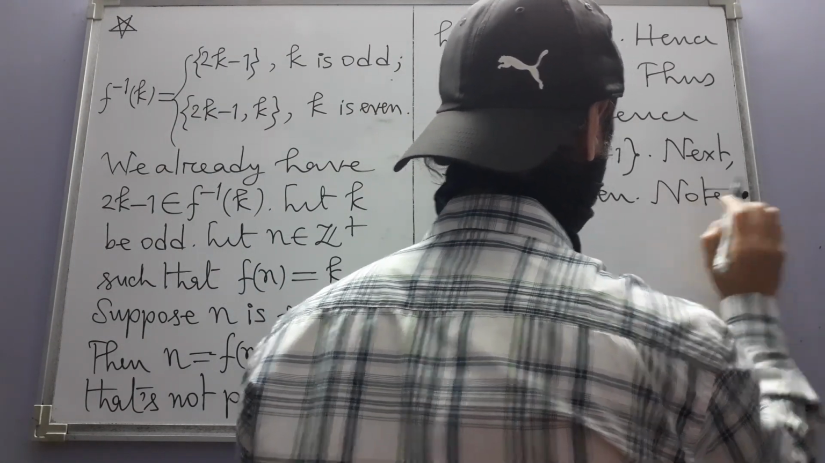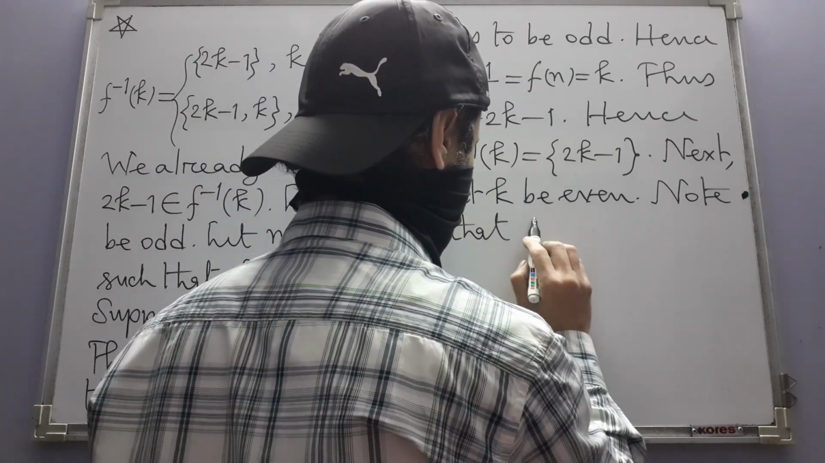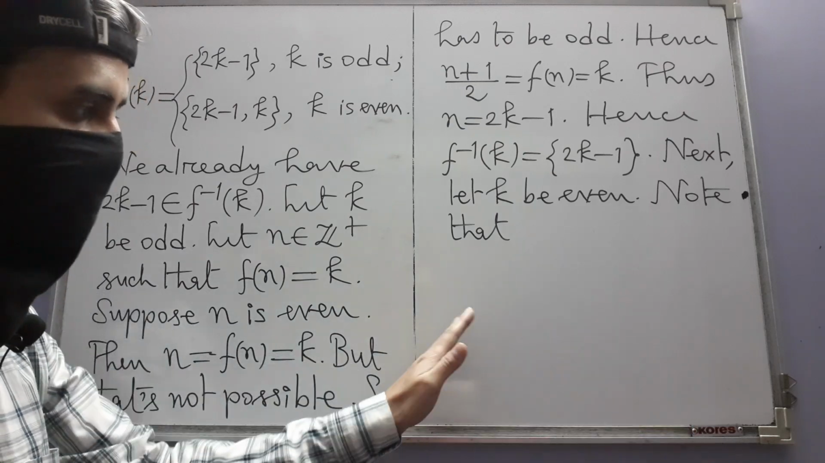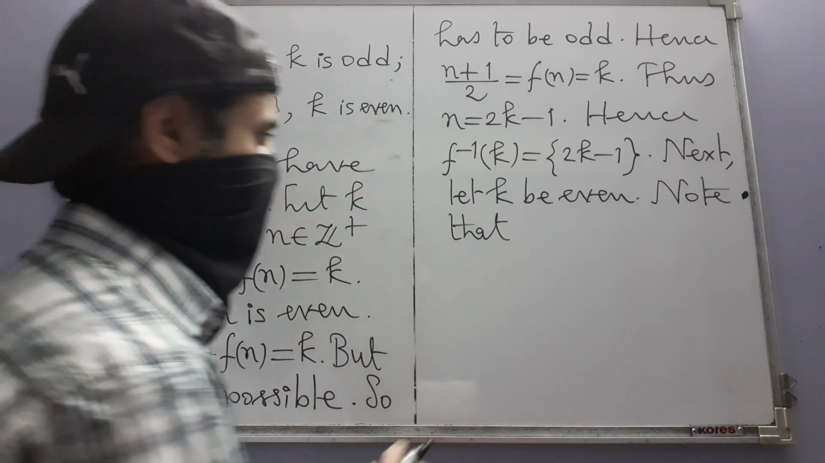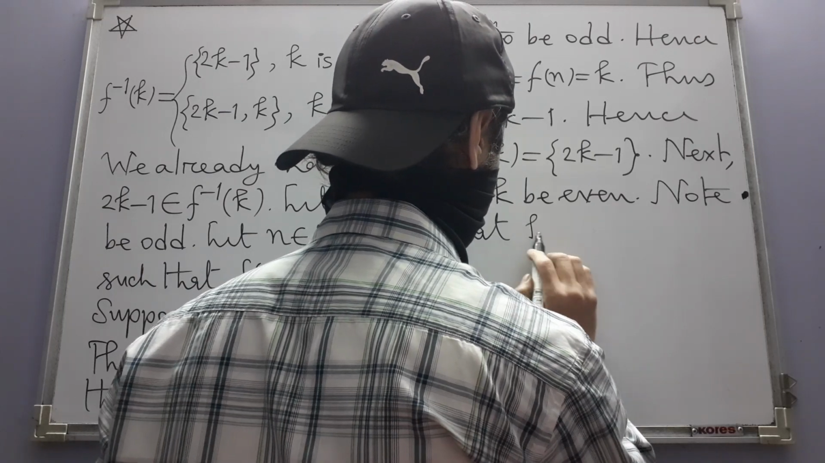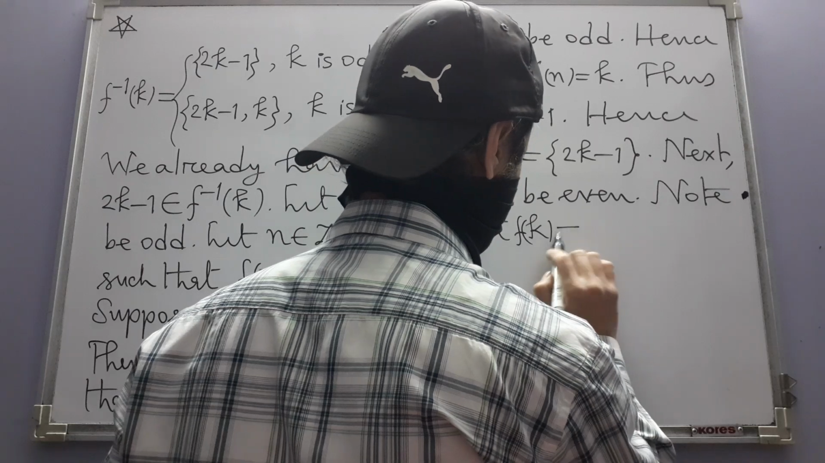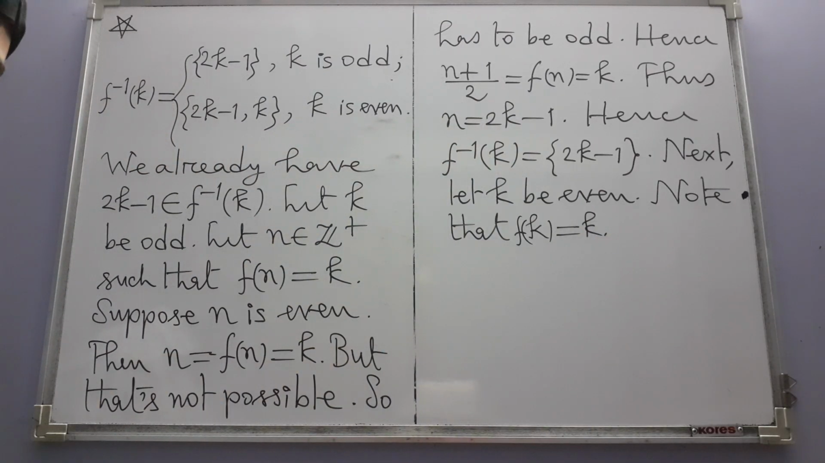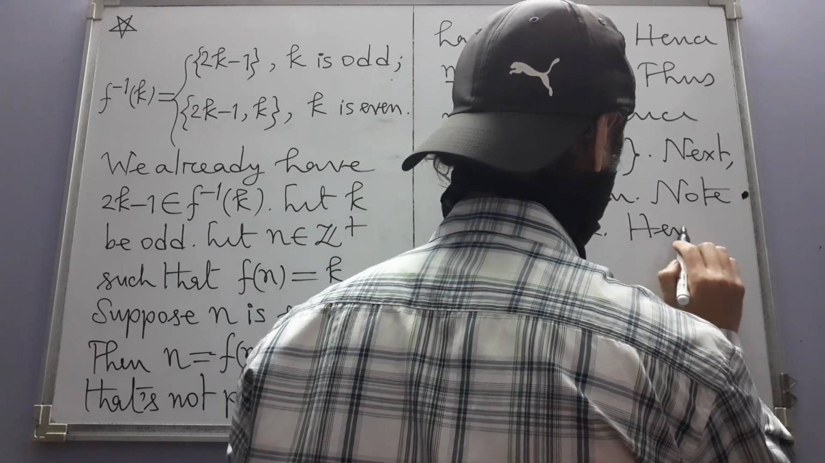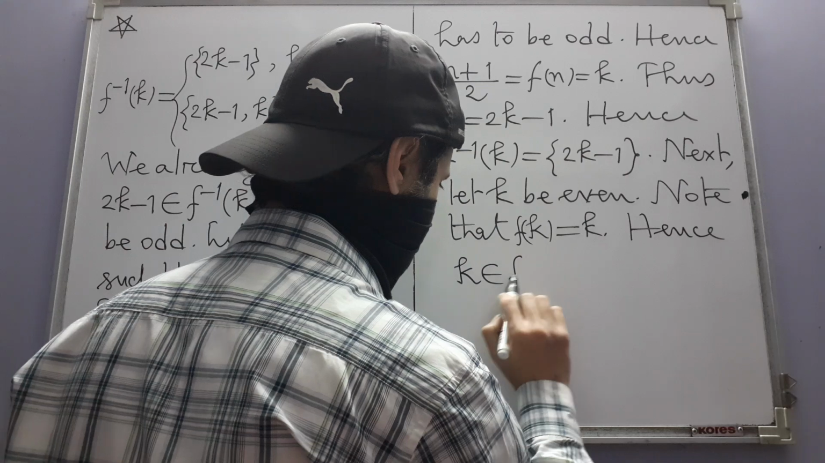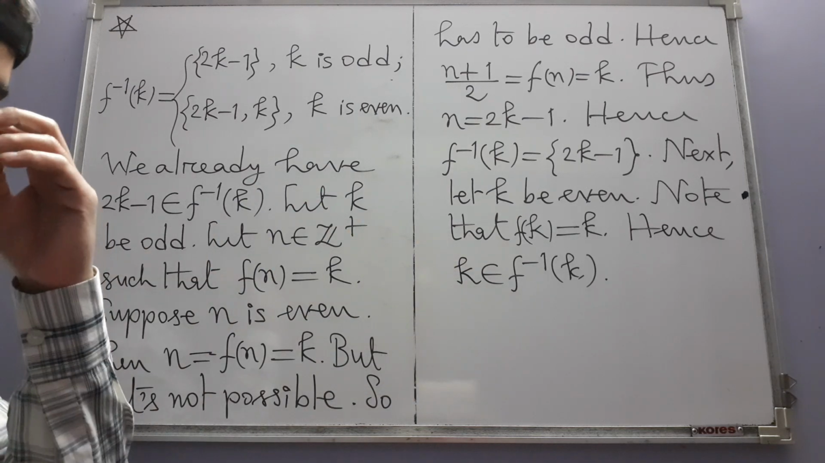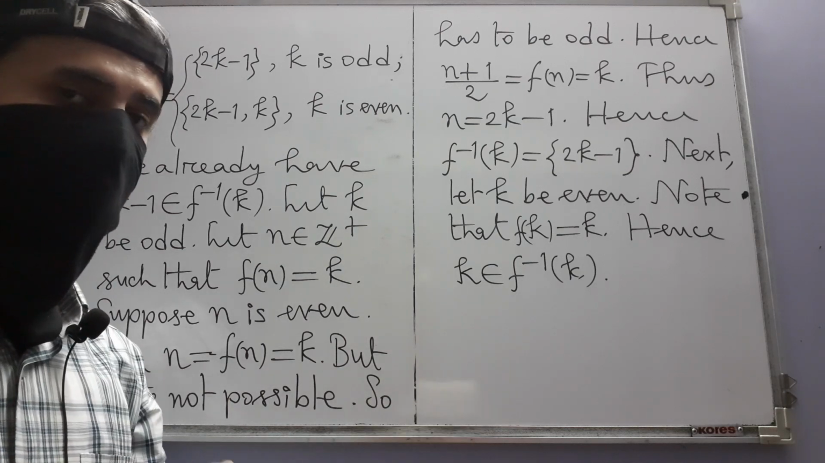Note that k, after all, is itself a positive integer. That's how we started: for every positive integer k, this was our claim. So k is positive and k is even means that f of k is also equal to k. F of 2k minus 1 is k, that thing is there. But additionally, because k is now even, f of k is also equal to k. Hence, k also belongs to f inverse of k. Besides having 2k minus 1, f inverse of k now has k as well. Is that enough? No. What if there is some other input also?